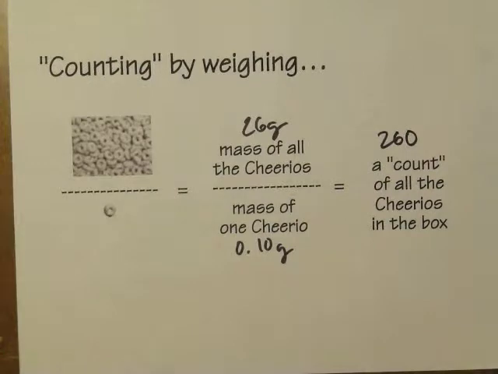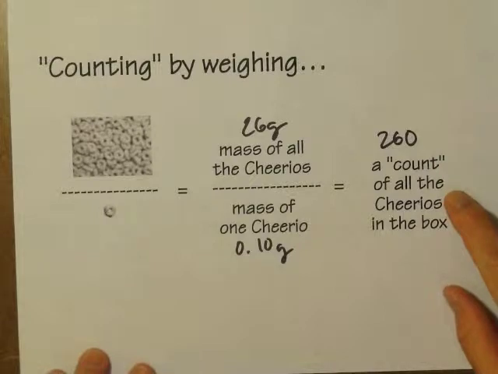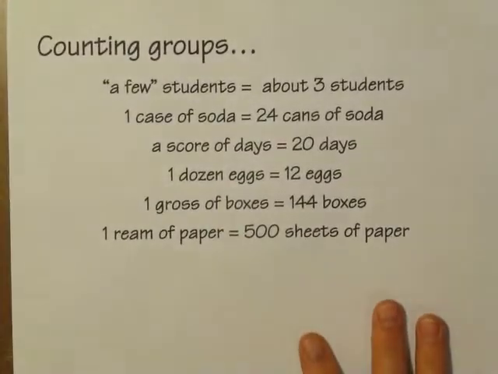So when we try to count things in chemistry that are too many or too small, we count them by weighing them. If we know the mass of all of them and we know the mass of part of them, then we can divide, and that would be a way of counting them. Now it's not really a count, it's a measurement because it's based on measured quantities, but we'll say that it's counting anyway.